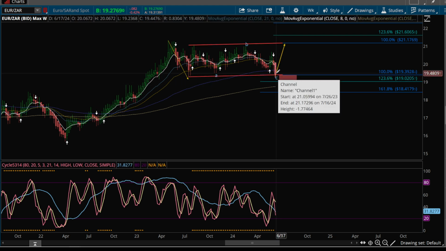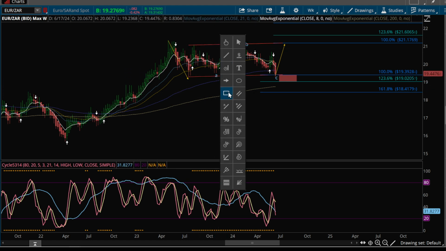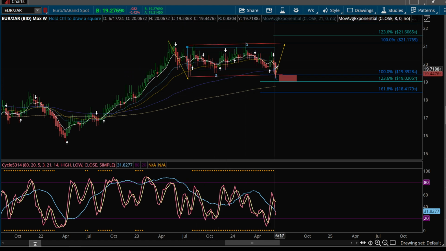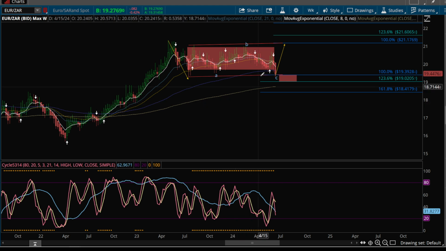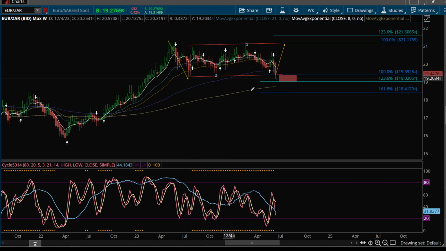You don't want to see it close, but right. And this thing's got legs to the upside too. So you've been in this long consolidation, and you're breaking out to the downside counter trend. Now you're looking for that snapback rally to the other side. And you do have a pattern to go along with it. So Eurozar is kind of nice.